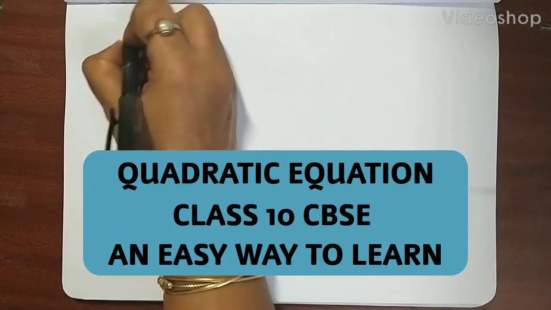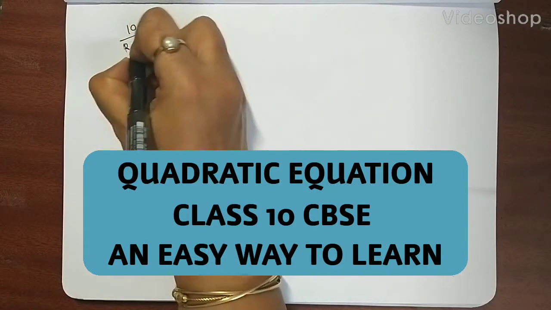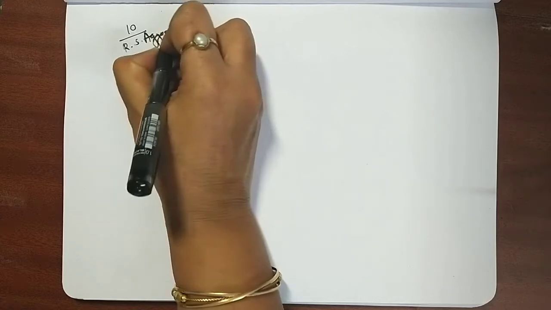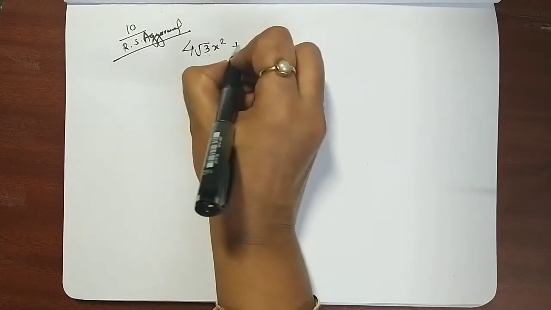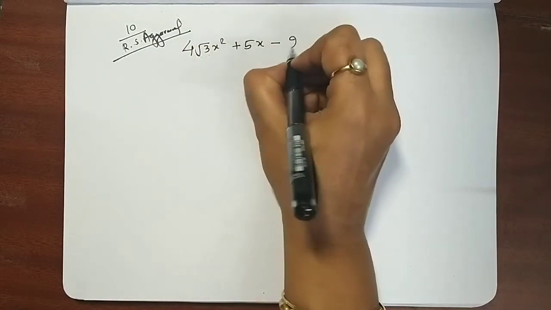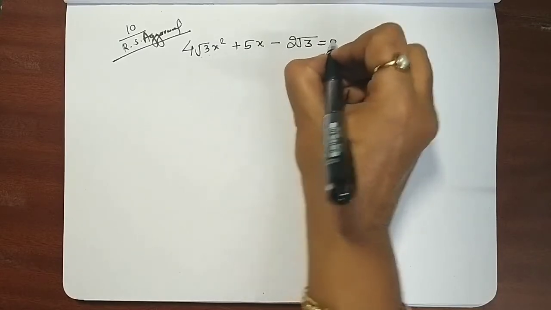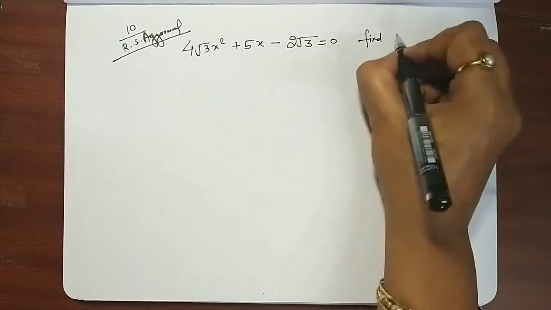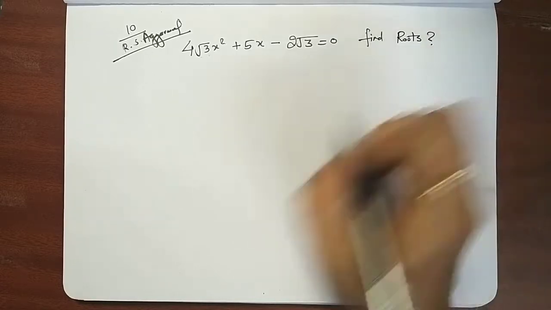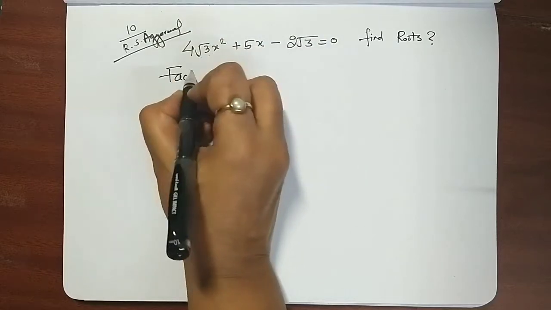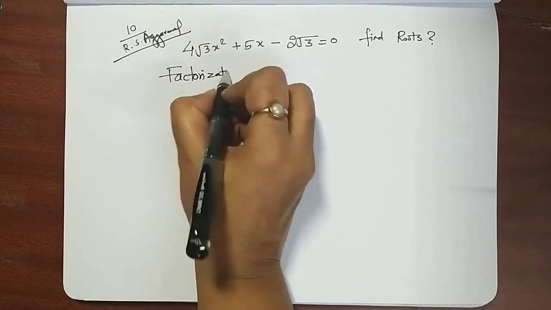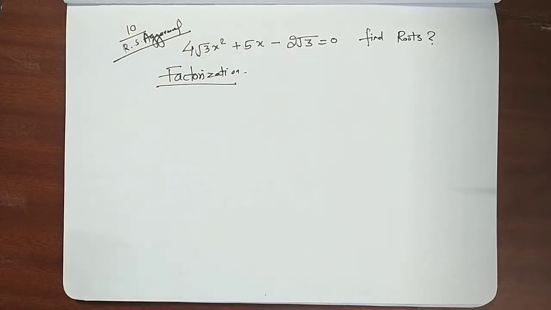Quadratic equations. So this is question number 10 from R.S. Aggarwal. Here is the question, guys: 4 root 3 x square plus 5x minus 2 root 3 is equal to 0, and you have to find the roots. To solve such a question, the only thing which comes to our mind is factorization. Correct?